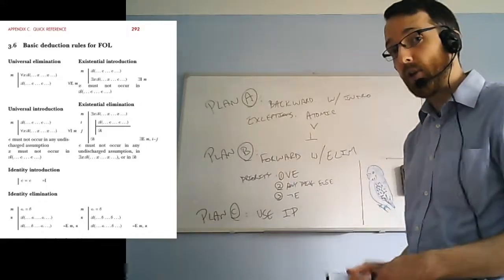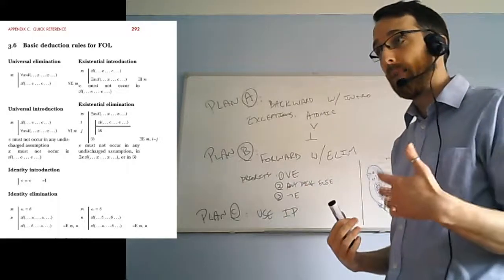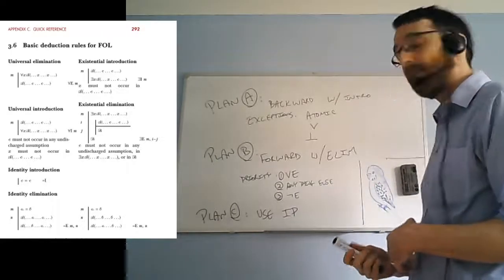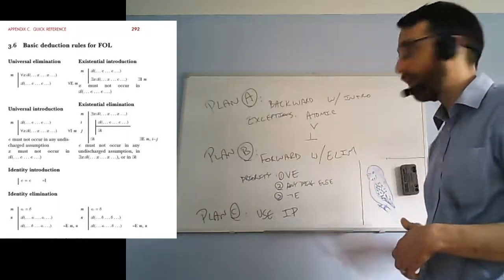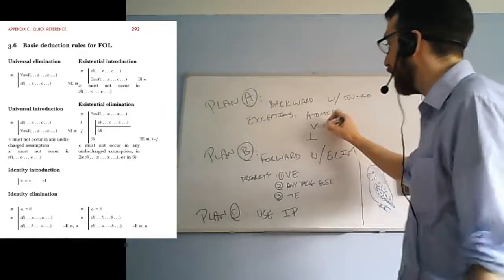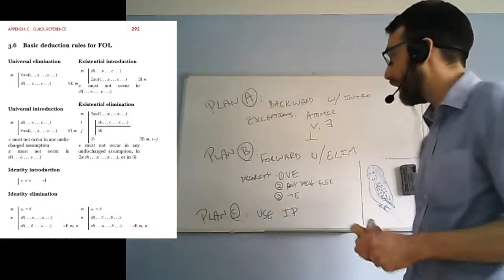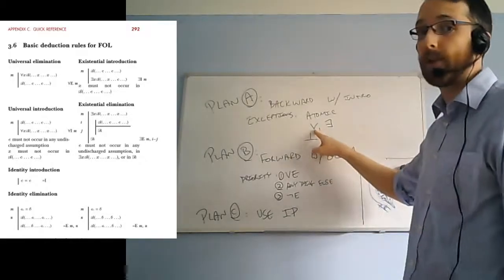Okay, here's an update. I said in the last video when I was trying to explain the new intro and elim rules that the existential quantifier is a lot like an or. That applies here. So if your goal is an existential sentence, be just as cautious with it as if it were an or.